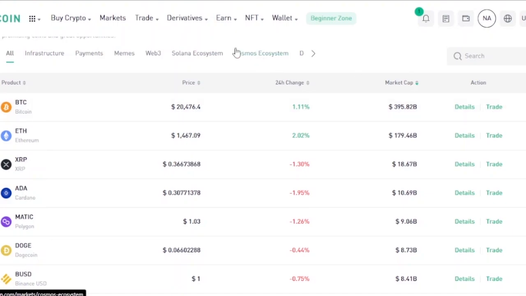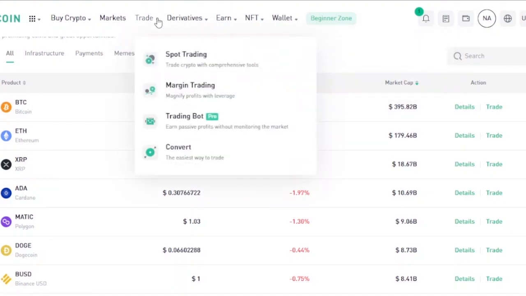You can continue with that, or you have options right here as well. Here in trade, you have spot trading, margin trading, a trading bot, and you have convert as well.